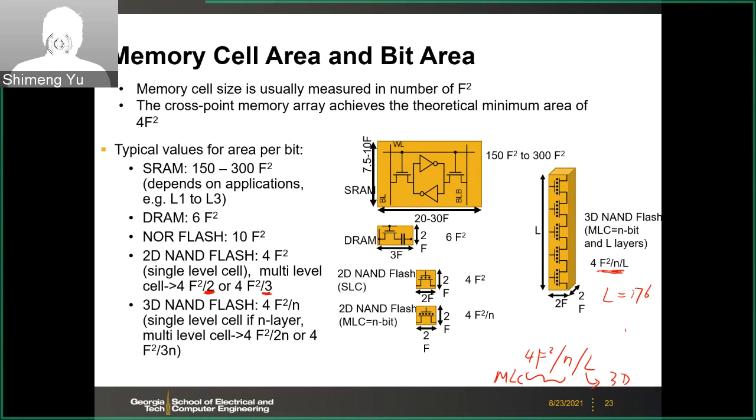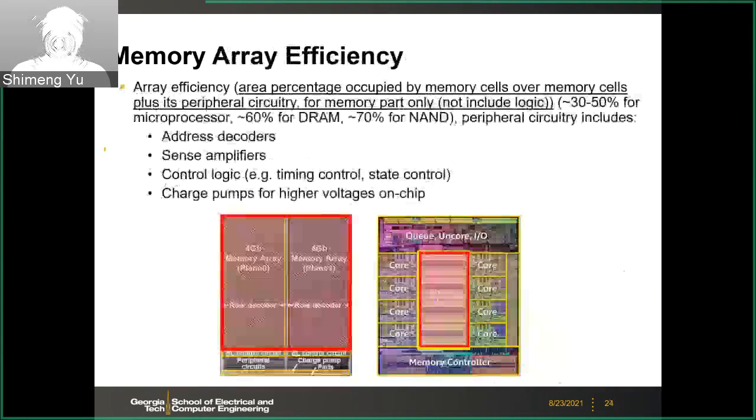All right, so I think let's have one last slide before we end today's lecture. So here, another concept is the memory array efficiency. By definition, this array efficiency is defined by the area percentage occupied by the memory cell over the memory cell plus its peripheral circuits.